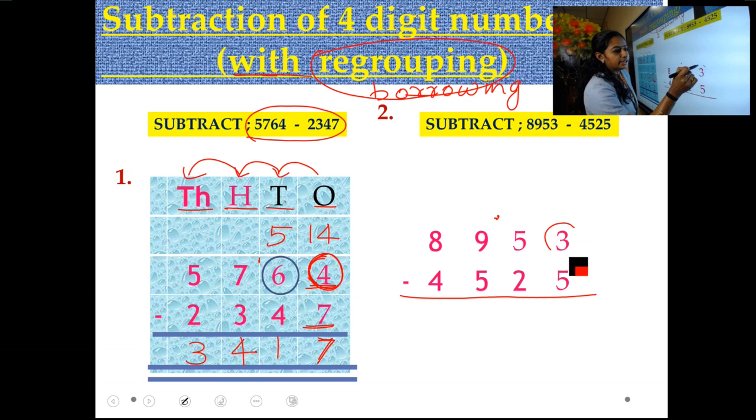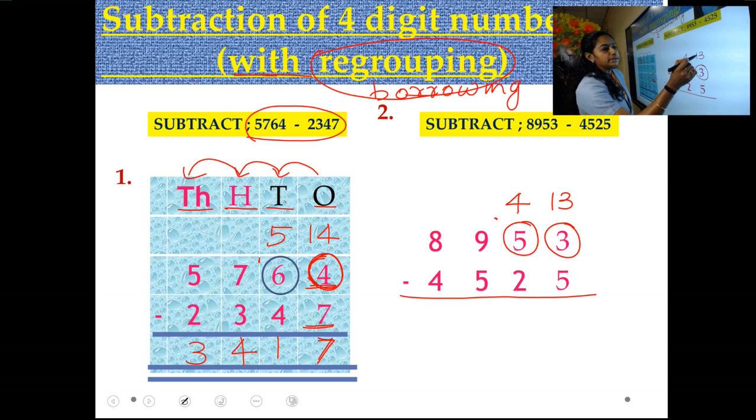So this 3 became 13. 5 gives 10, plus 3, 13. And 5 became 1 down, that is 4. So the new number is 13 and 5. 3 became 13, so the top number became big.